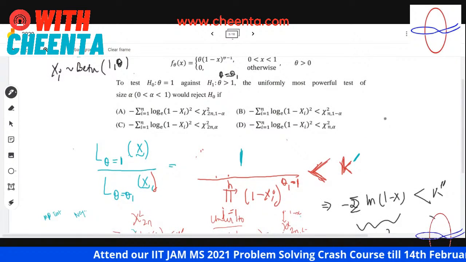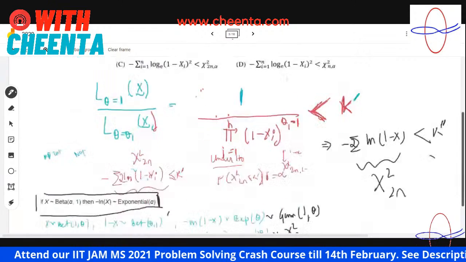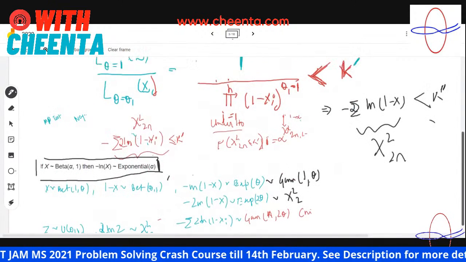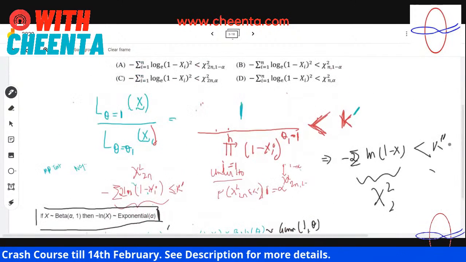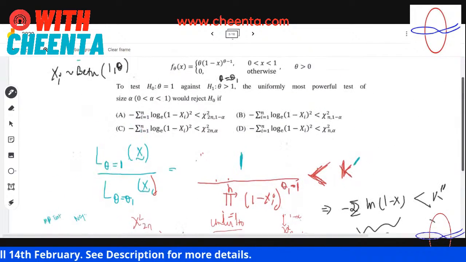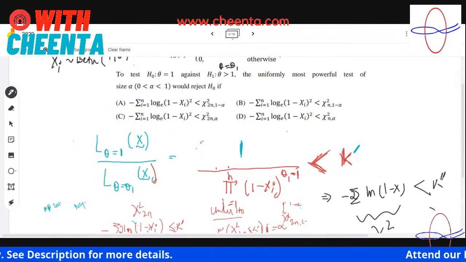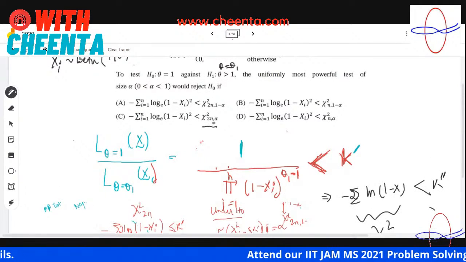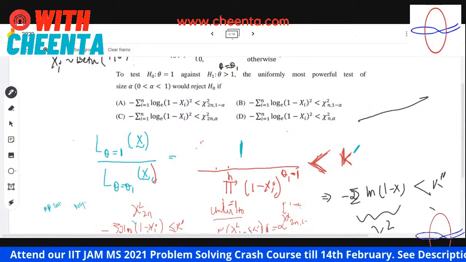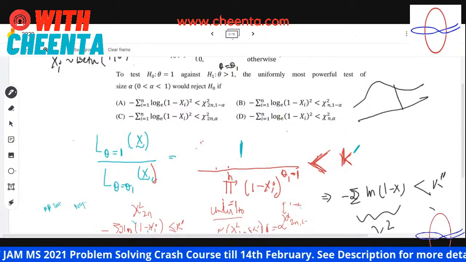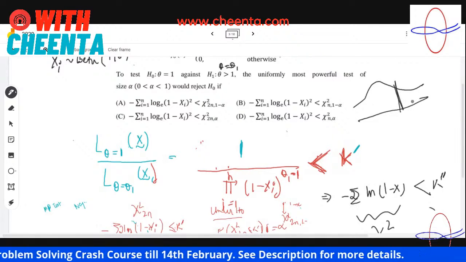Now you want to reject this at the alpha level of significance, so this is the test statistic. You reject this when it is equal to k double dash. Now you want to find that alpha level of significance. What is this? The probability of rejection is k dash, so you set k double dash as chi square 2n alpha. Okay, wait, chi square 2n alpha. So let's see the diagram now. Chi square 2n alpha. So we will reject this at alpha level of significance.